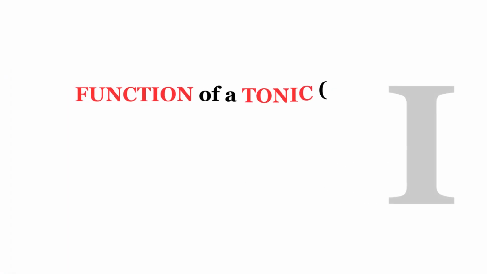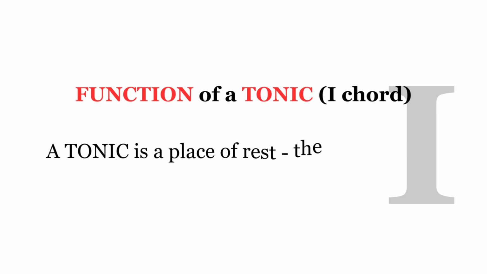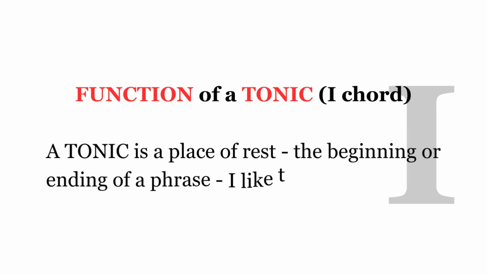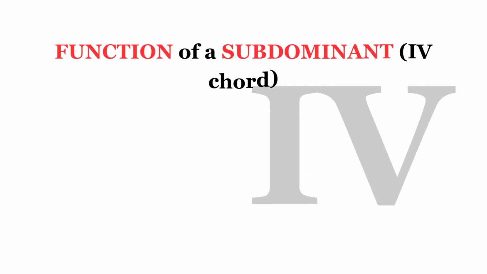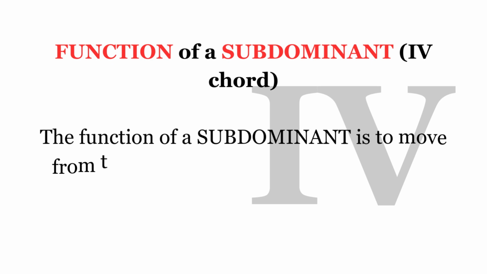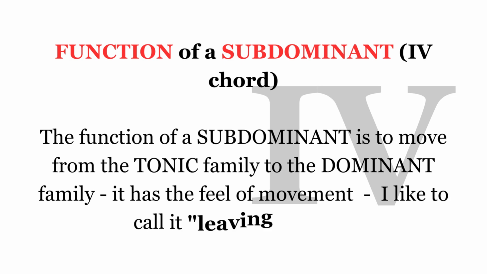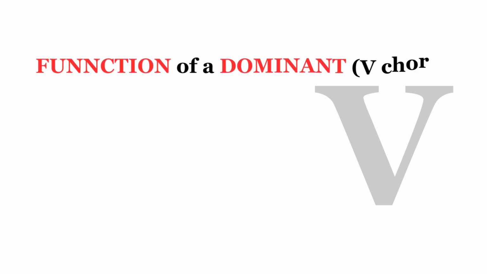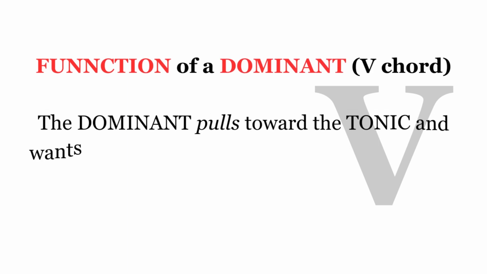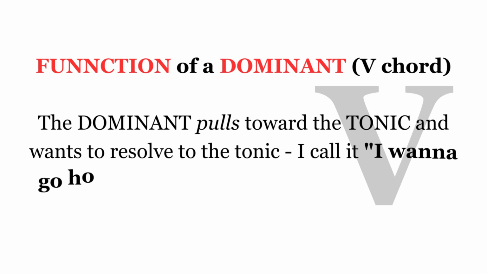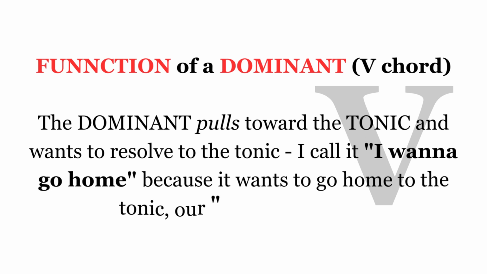Now let's get into how everything works here. The function of a tonic, the 1 chord. A tonic is a place of rest, a beginning or ending of a phrase. I like to call it home. The function of a subdominant, the 4 chord, is to move from the tonic family to the dominant family. It has the feel of movement. I like to call it leaving home. The function of a dominant, the 5 chord. The dominant pulls toward the tonic and wants to resolve to the tonic. I call it, I want to go home, because it wants to go home to the tonic, our home chord.